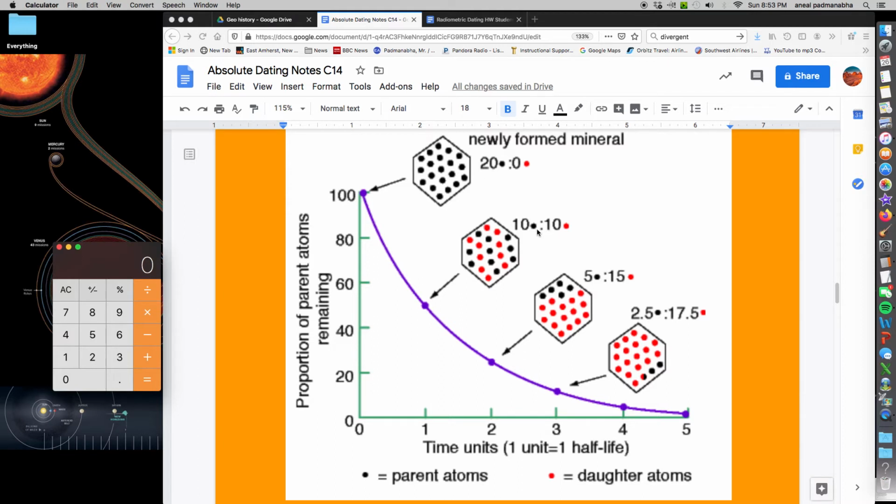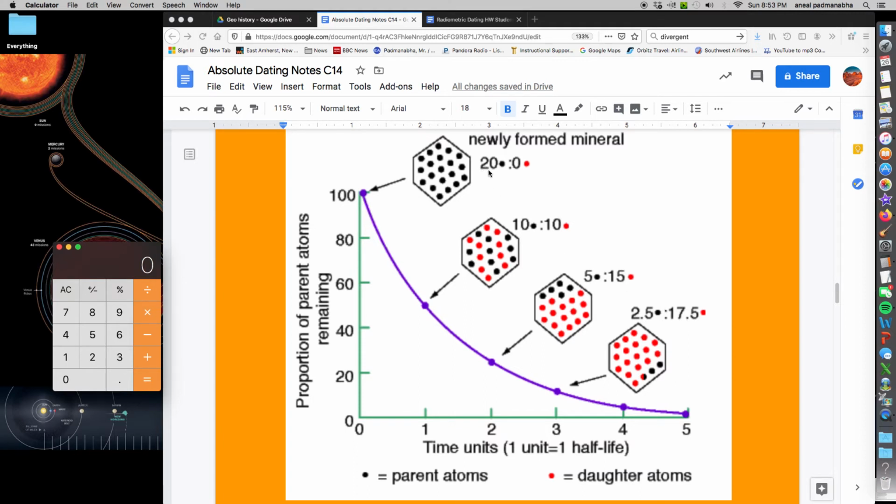Then we go through another half-life. So we have 10, which becomes 5. And whatever is transferred over goes over to the daughter, which would be 15. If we add up 5 and 15, that gives us 20. If we take half of 5, which gives us 2.5, the remainder becomes the daughter, which is 17.5. We add up 2.5 and 17.5, it gives us 20.